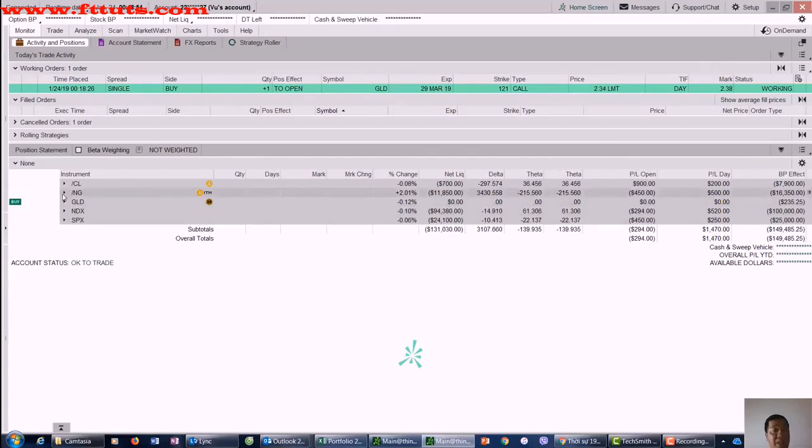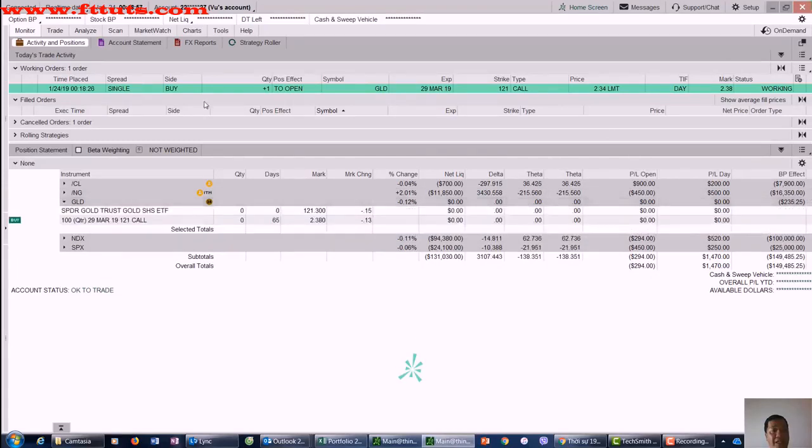I just show you that GLD, okay, because I entered the order here, it is prepared to get filled, so it has some data here, but the quantity is 0 because the order has not been filled yet. The moment the order is filled, you see the quantity become 1, and you start seeing some profit or loss. Okay, so now it looks like the market is hovering around $2.38, 2.40 kind of thing.